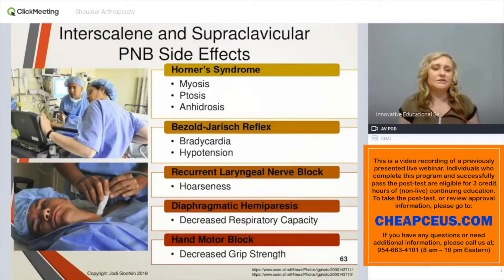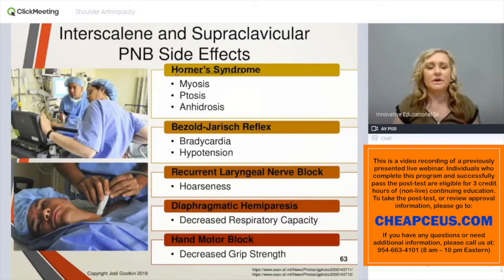I just want to bring up that the research is finding that individuals who have the interscalene and supraclavicular peripheral nerve blocks, there are some very specific complications, or side effects, I should say, that we do want to monitor those patients for. Because of the proximity in this area to the brachial plexus as well as the cervical sympathetic region, there's a very close connection into the head and neck area.